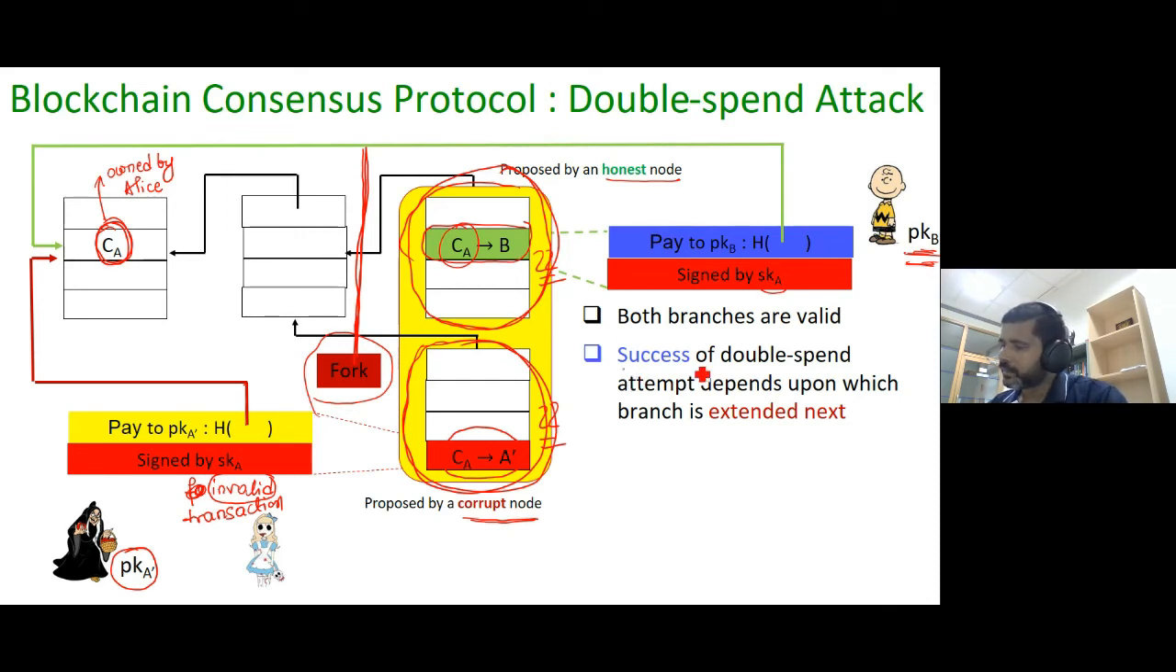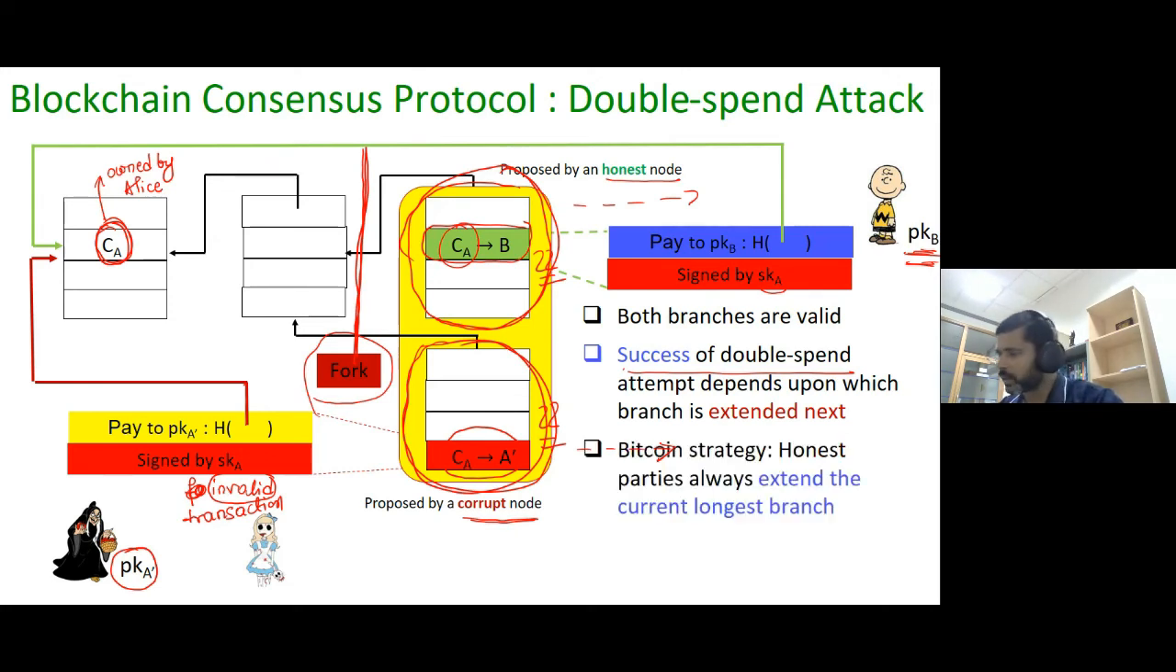Now, whether this double spending attempt is successful or not depends upon what will be the next block in the blockchain. That means whether it is this branch which gets extended or whether it is this branch which gets extended. Depending upon which of the two branches gets extended, that will determine whether the coin CA belongs to Bob or not. Okay, so that's why the strategy of Bitcoin is the following.